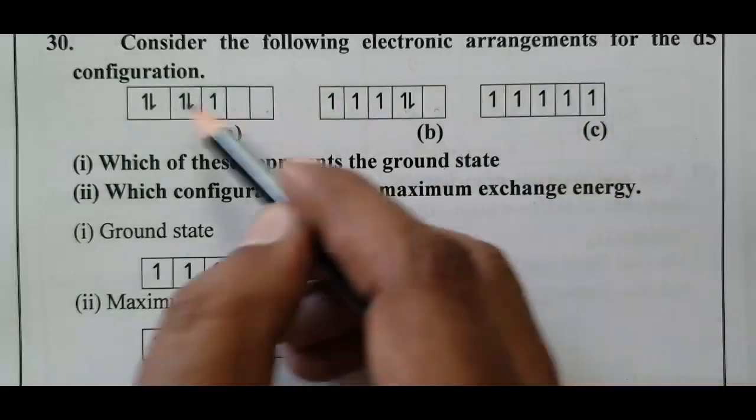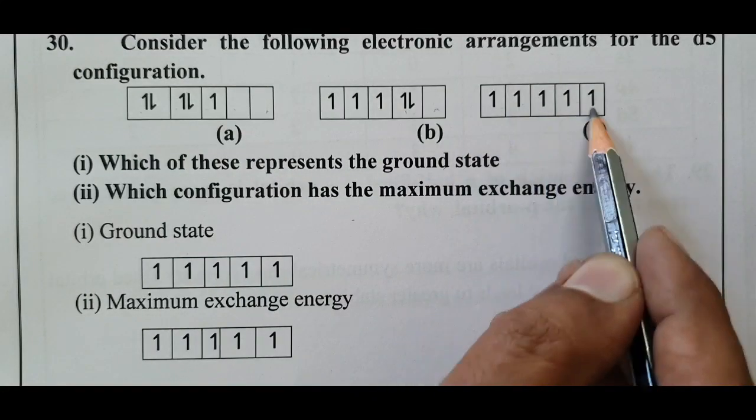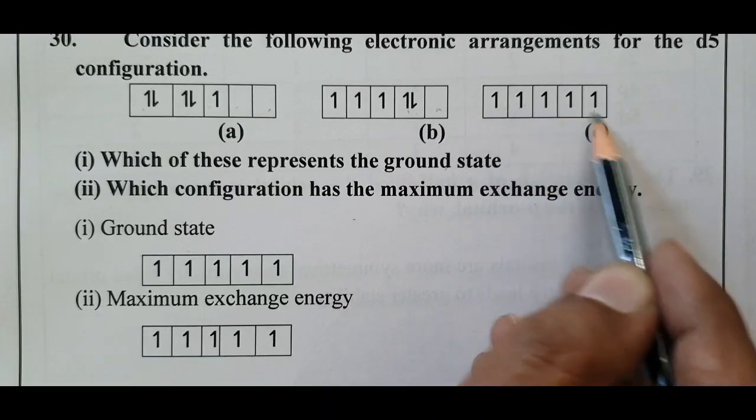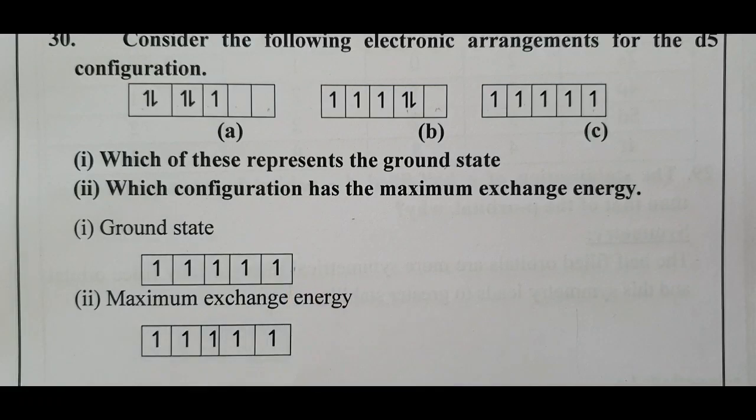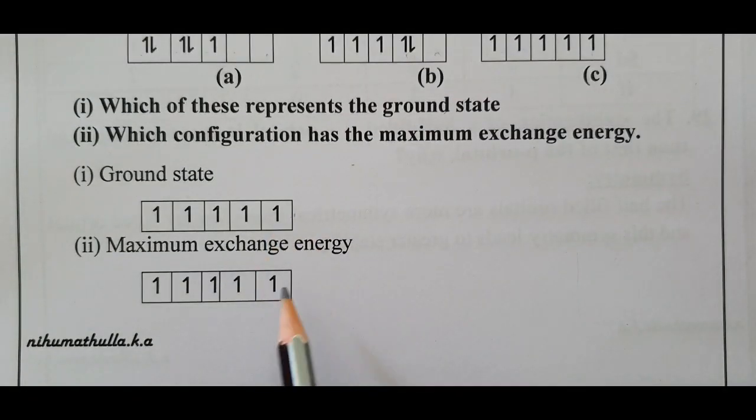All these are d5. Here is the half-filled electronic configuration, where 5 electrons are present. The ground state electronic configuration is this d5. Maximum exchange energy is given by this d5 electronic configuration. There are 10 exchanges possible for the d5 electronic configuration. So, maximum exchange energy is for d5.